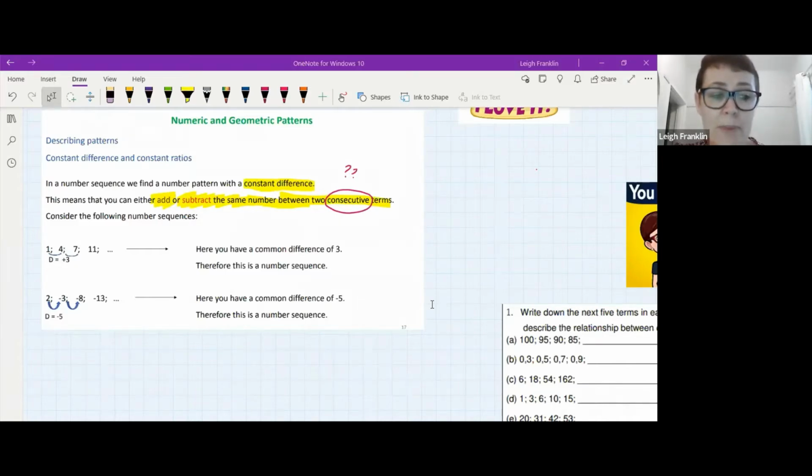If we have a look at the pattern below, it goes 2, -3, -8, -13. Now, we've just finished a course where we've been speaking about integers. So we understand where -3 is on the number line and where -8 is on the number line and where -13 is on the number line. Can you see as we move from one term to the next, we are taking away 5. So we have a constant difference or a common difference of -5.